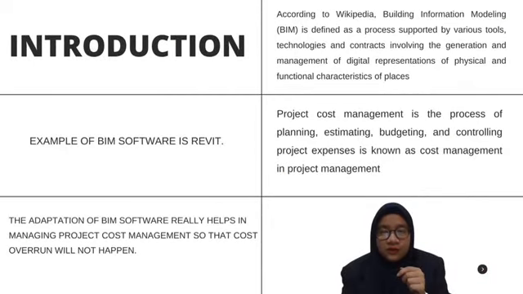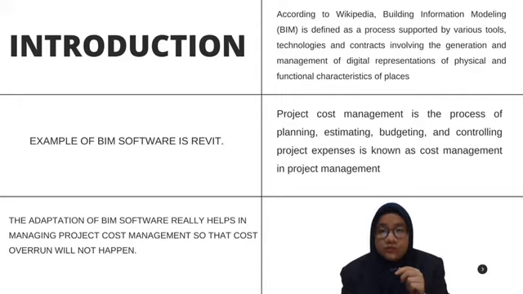I first begin our group presentation by explaining about the introduction. According to Wikipedia, Building Information Modeling or BIM is defined as a process supported by various tools, technologies and contracts involving the generation and management of digital representations of physical and functional characteristics of places. BIM software is used by individuals, businesses and government agencies who plan, design, construct, operate and maintain buildings and diverse physical infrastructures. An example of BIM software is Revit.